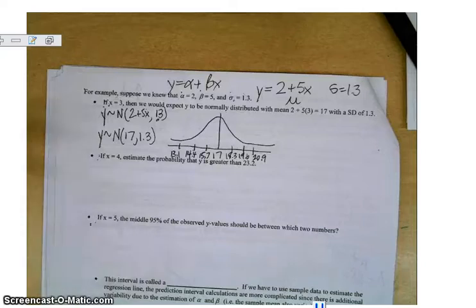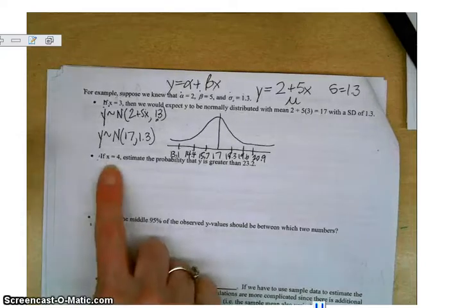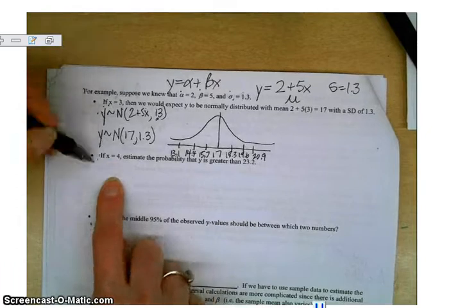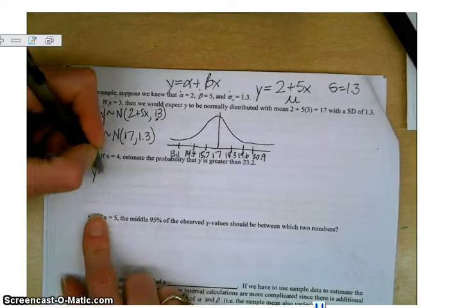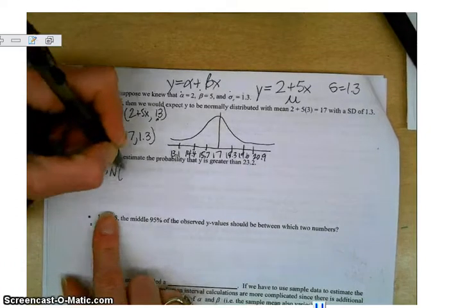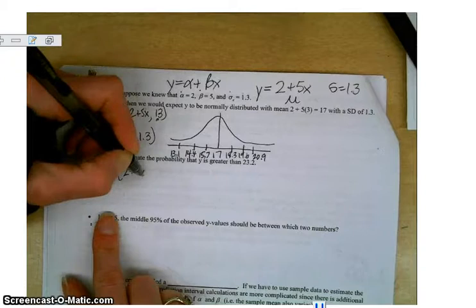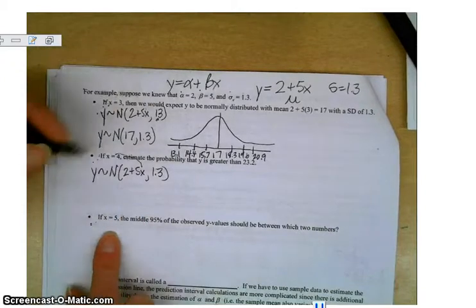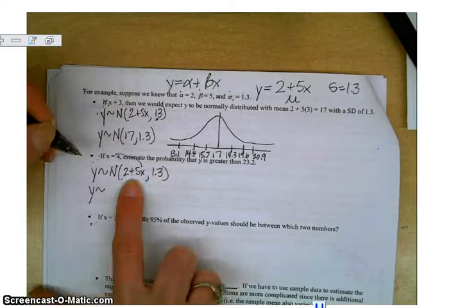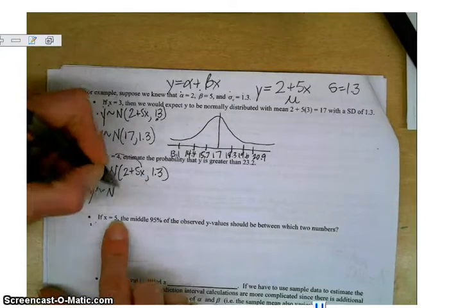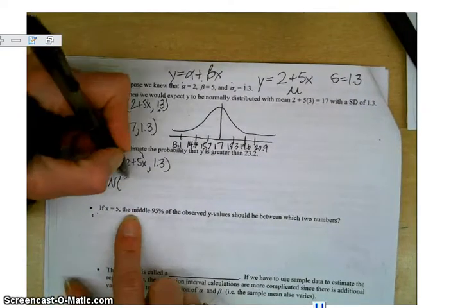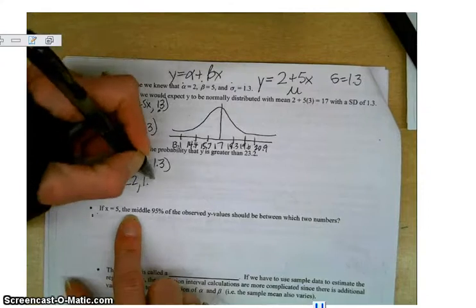Okay, so now we're going to do the same thing when x is 4. What did the distribution of y values look like when x is 4? So y is approximately normal with a mean of 2 plus 5x and a standard deviation of 1.3. Well, when x is 4, you're just replacing the x with 4 and working it out. What is the mean when x is 4? 22, and there's still a standard deviation of 1.3.